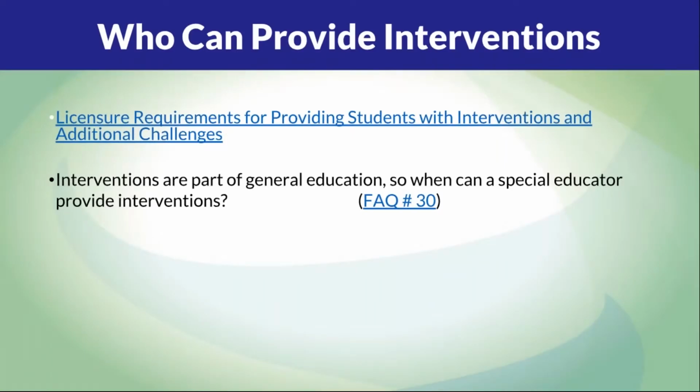So we've got some rules around who can provide interventions. I'm not going to go into details here, but if you're interested to know who is able to provide them and under what conditions, we have a frequently asked question number 30 that helps to address that. And then we've got a white paper on licensure requirements for providing students with interventions. Generally speaking, it's someone that's highly qualified in the area of concern. The idea is that if our folks are struggling the most, we want our most prepared, most capable staff working with them.